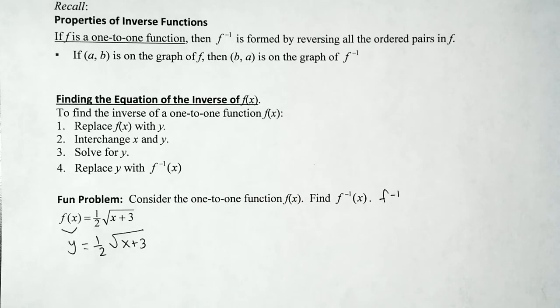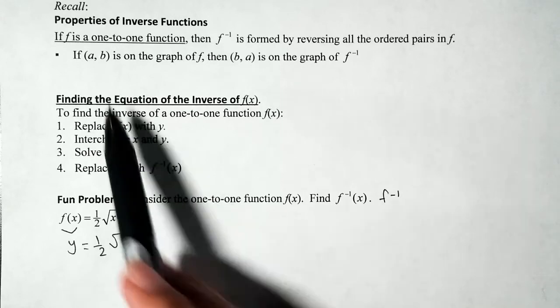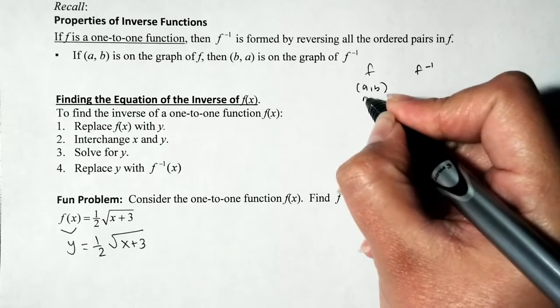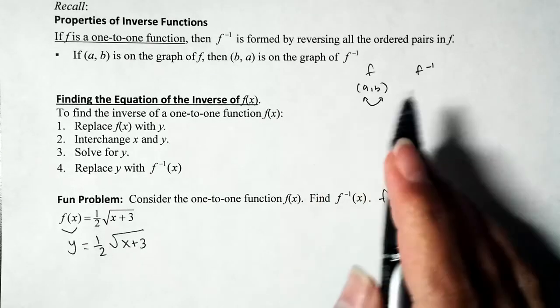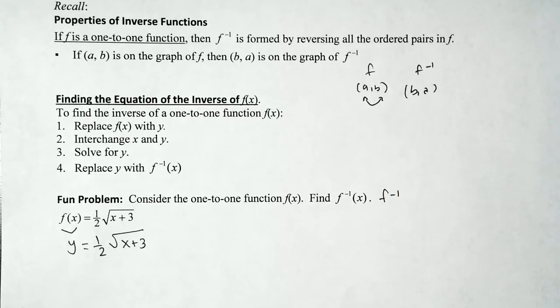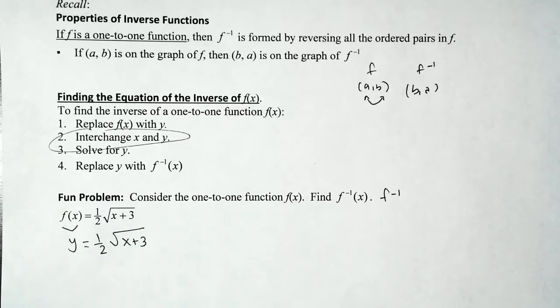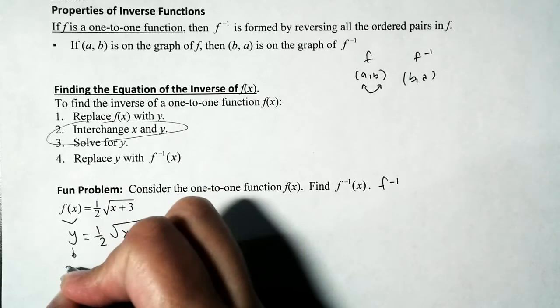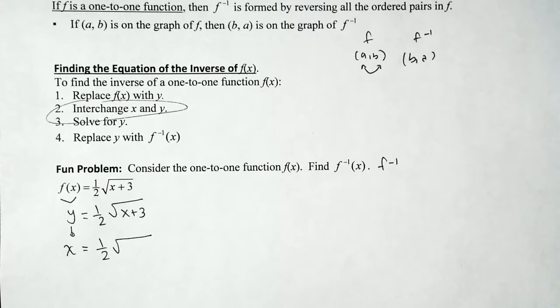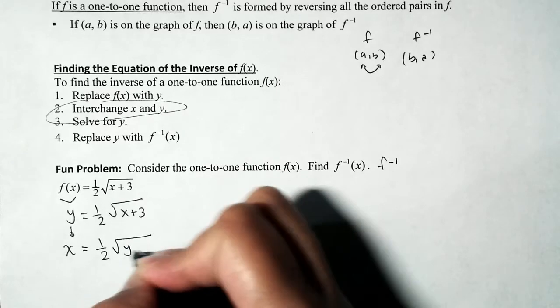Now, what is the property of inverse functions? If f is a one-to-one function, and if (a, b) is in f, to find the inverse, we're just going to reverse the order of the ordered pair. So if (a, b) is in f, then (b, a) will be on the inverse. So to find the equation of the inverse, we're going to reverse all the ordered pairs, which means we interchange x and y. We have a y, which we swap for x, and that gives us x equals 1/2 times the square root of y plus 3.